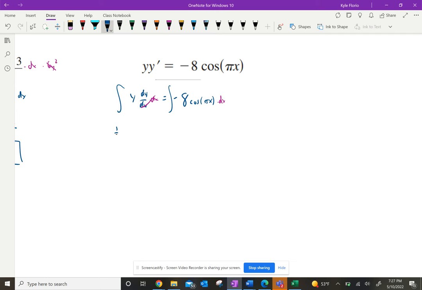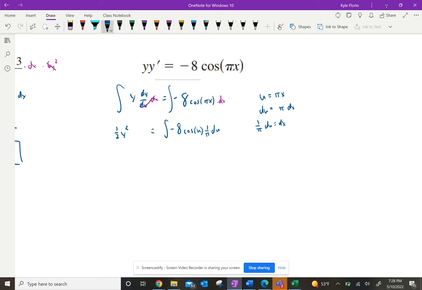So the antiderivative of y is just 1/2 y squared. Now negative 8 cosine of pi x. The pi x is going to make it a little tricky, but we can use u substitution there because there's a composition, or inner function, of pi x. So if I take that to be u, du is just going to be pi dx. So 1 over pi du equals dx. And so we're going to have the integral of negative 8 cosine of u, and the dx can be replaced by 1 over pi du.